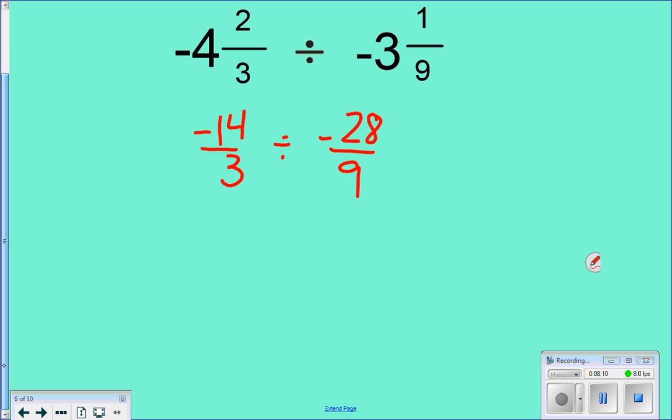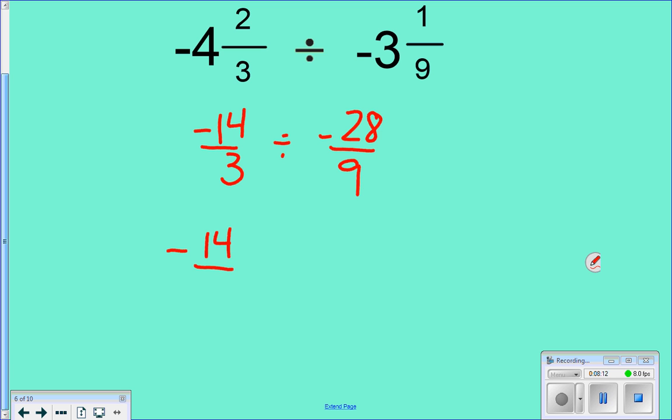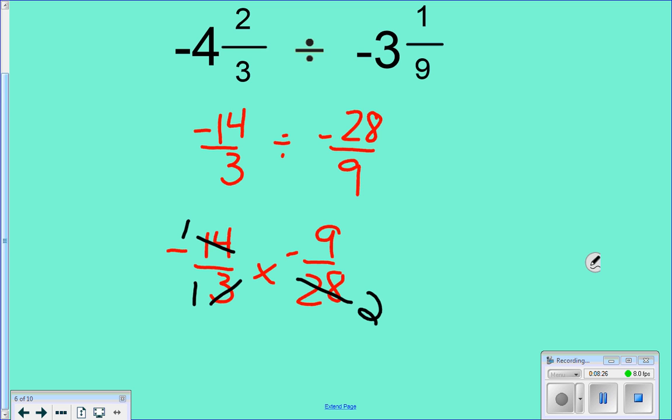Yep, I do too. So then negative 14 over 3 times negative 9 over 28. Luckily, you can do a lot of reducing here. Like a lot. 14 goes into both of these. 3 goes into both of these. Get negative. Wait, it's going to be positive, actually. Positive 3 over 2, which is 1 1/2.